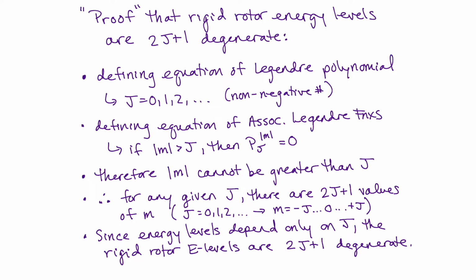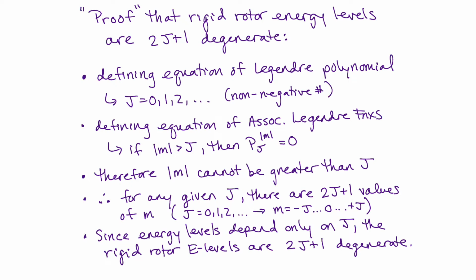So the first thing we will look at is the fact that the defining equation of our Legendre polynomial tells us that J must be limited to non-negative integer values. So the limits on J, which I think we maybe forgot to mention earlier, our limits on J are integers starting at 0. So 0, 1, 2, and then so on from there.